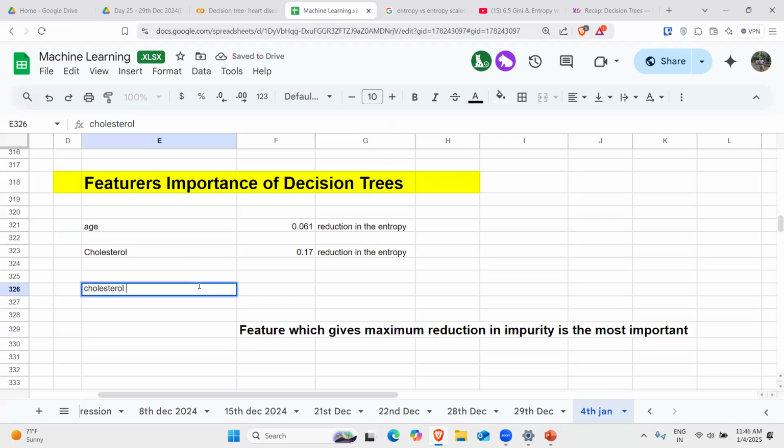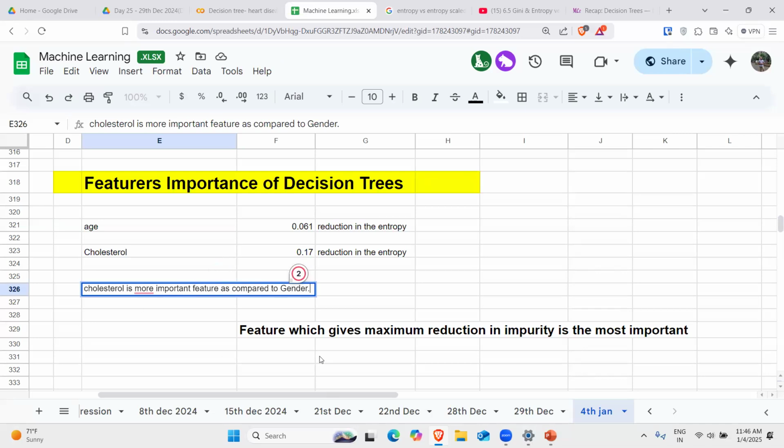Cholesterol is a more important feature as compared to gender. That is what we have. I think we can stop here for the day. Let me check what is left for us.